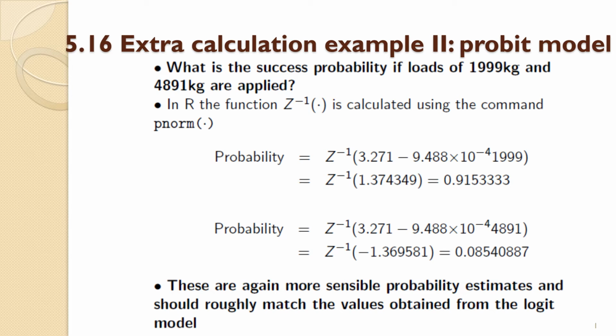It should roughly match the values you get from the logit model. So similar models should give you similar numerical answers. And note here, probability 0.15 is less than 1. This probability here, 0.85, is much more sensible, greater than 0.